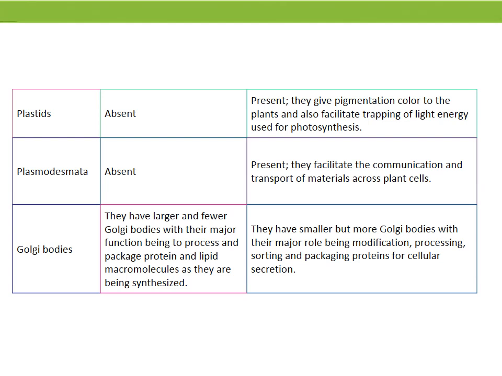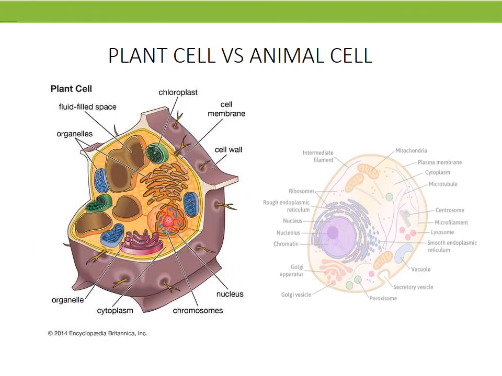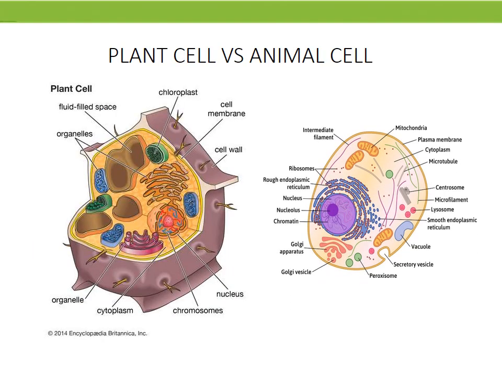Animal cells have larger and fewer Golgi bodies, with their major function being to process and package protein and lipid macromolecules as they are being synthesized. In plant cells, they have smaller but more Golgi bodies, with their major role being modification, processing and storing, etc. Now you can see the difference between the plant and animal cell.